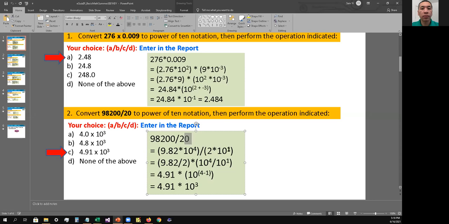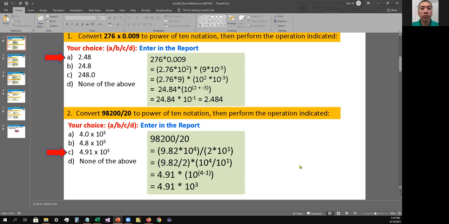Now we have to regroup them. So you have 9.82 divided by 2 times the 10, grouping the base and the exponent. 9.82 divided by 2 gives you 4.91. And then 10 to the fourth divided by 10 to the one: when you divide, you subtract. So four minus one gives you three. So this is 4.91 times 10 to the three. The answer is C, as in cat, for number two.